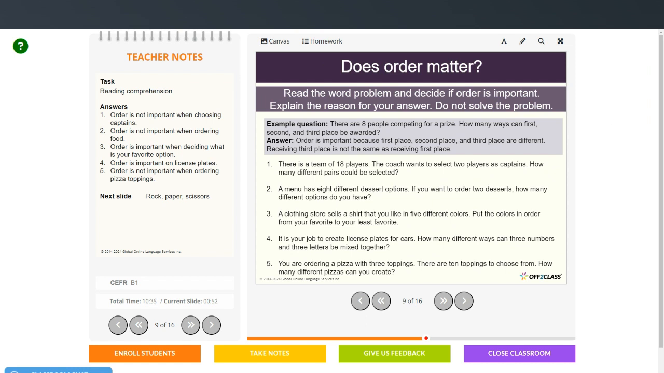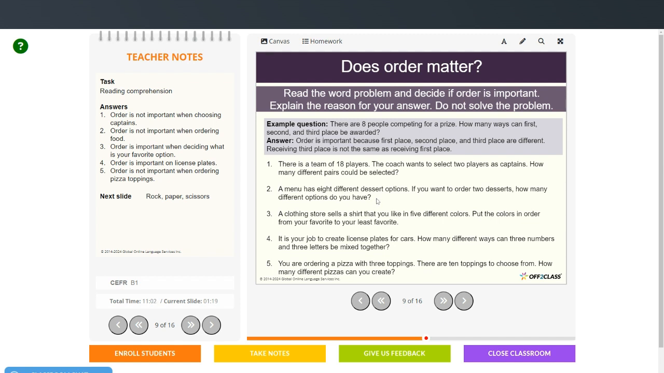All right, number one, sorry. There is a team of 18 players. The coach wants to select two players as captains. How many different pairs can be selected? Well, here, order's not important because any two students could potentially be the captain, so it doesn't really matter what order the coach considers those students in.